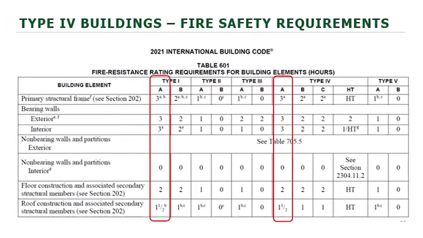Notice here that the fire resistance rating requirements for new Type 4A are the same as those for Type 1A, which is the construction type that allows for unlimited heights and areas for most occupancies. This amounts to a 3-hour fire resistance rating requirement for the primary structural frame and for bearing walls, both interior and exterior. And there's a 2-hour fire resistance rating requirement for floor construction and associated secondary structural members.